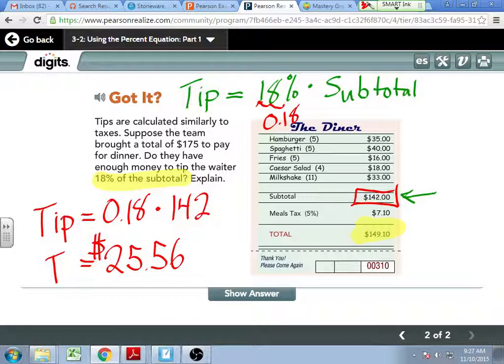So, the question is, if the coaches, or the team, but I would assume the coaches are paying, only brought $175, do they have enough? Yes. No, let me see. How do you figure that out, Divine?